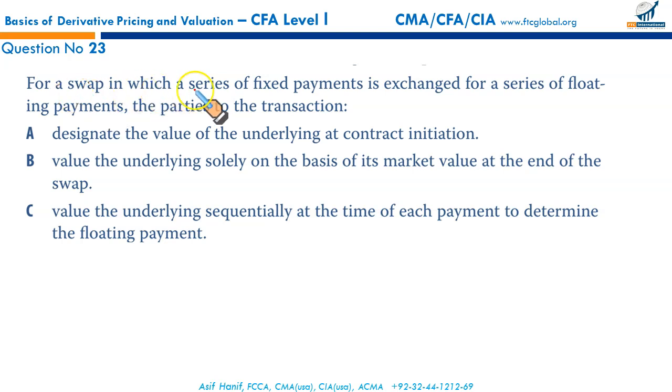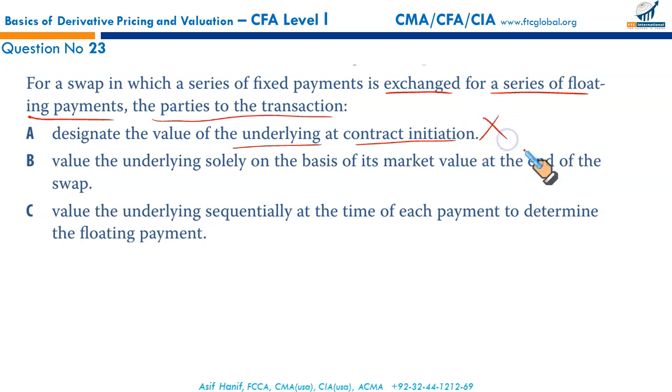For a swap in which a series of fixed payments is exchanged for a series of floating payments, the parties to the transactions designate the value of the underlying at contract initiation. Incorrect, because in a swap a series of fixed payments are exchanged for a series of floating payments. So each floating payment reflects the value of the underlying at the time of payment, and it is not a decided or designated value at the contract initiation.